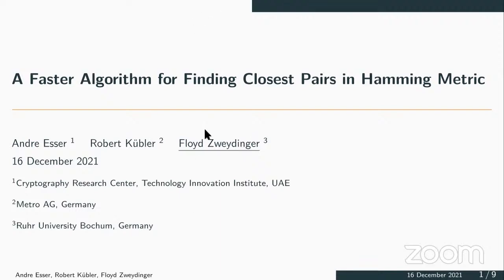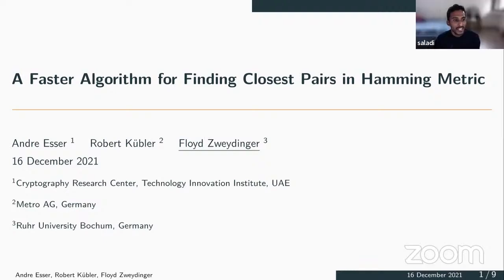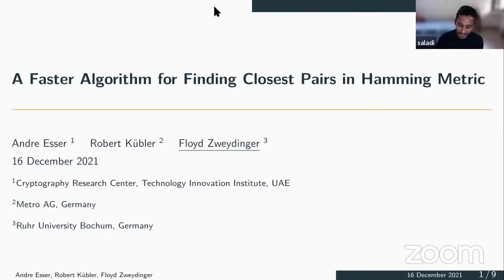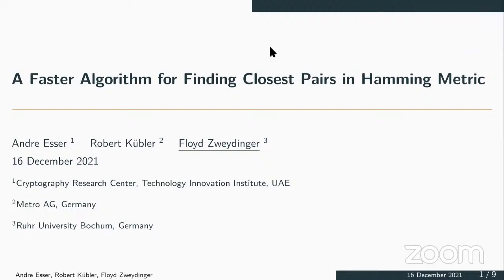Yes, hello. Can you hear me? Okay, so the next talk is a faster algorithm for finding closest pairs in Hamming metric, and Floyd will be giving the talk. You have 8 minutes for your talk and 4 minutes for Q&A. Can you still hear me? Yes, we can. Okay, sorry, new setup. I wasn't sure.